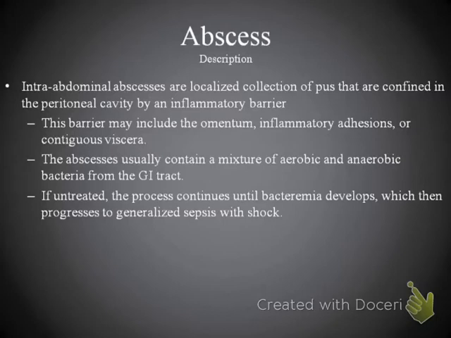And so that's important to know, that we have aerobic and anaerobic, meaning that we have some that are oxygen dependent and some that don't really have to have oxygen. And so that becomes very important in the differentiation and what you can do to actually treat these. If untreated, the process continues until bacteremia develops, which then progresses to generalized sepsis with shock. And septic shock is a situation that no one really wants to be in.